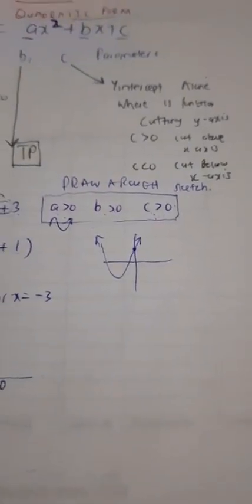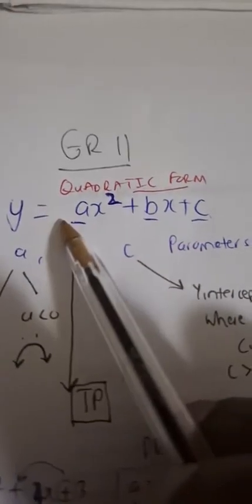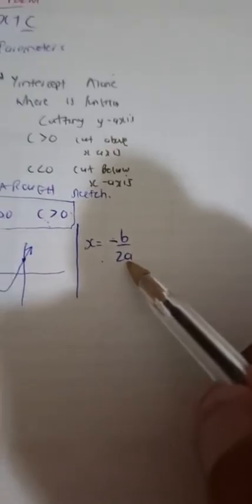All right, I also want to state that your turning point here, you want to establish in your head. Now in grade 11, guys, when we have the quadratic form of the function as ax²+bx+c, we actually have a formula that we use to find the x coordinate of the turning point. So in this case, x is equal to -b/2a is the formula that we use to find the x value of the turning point.